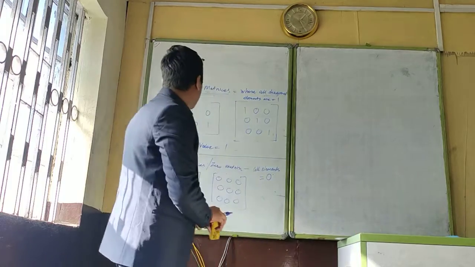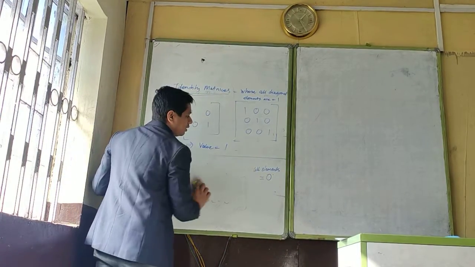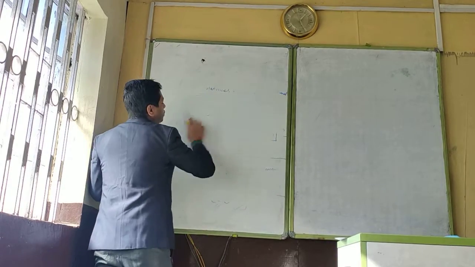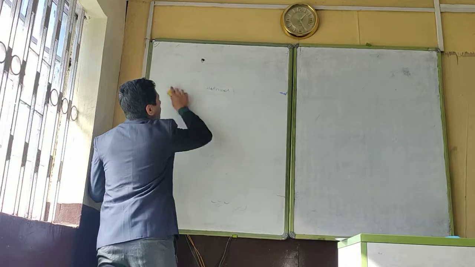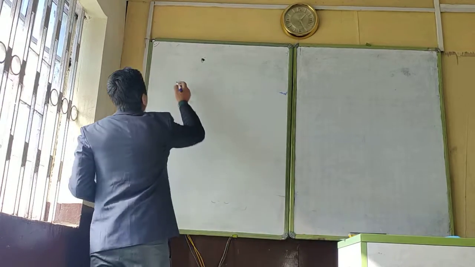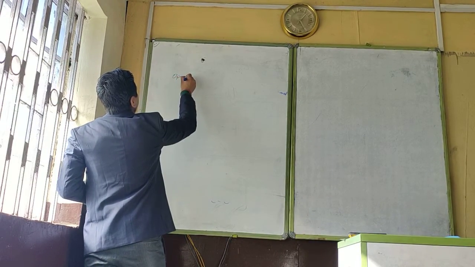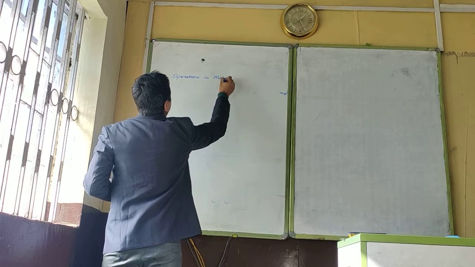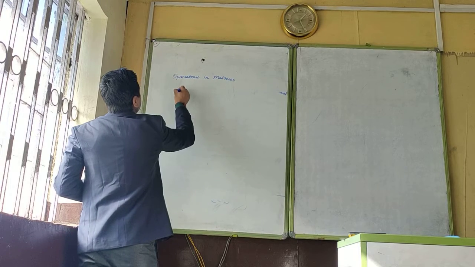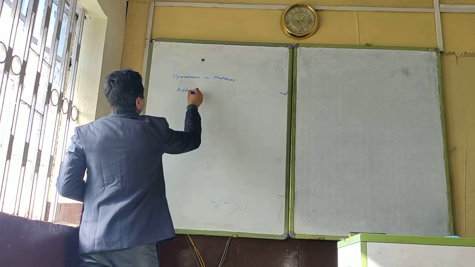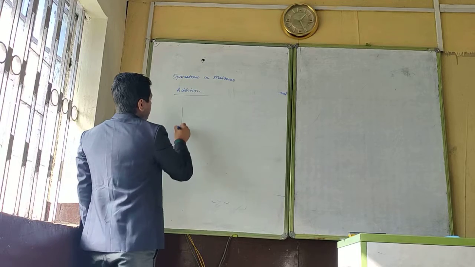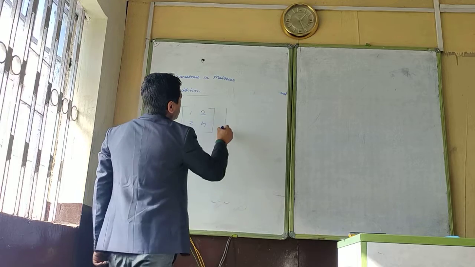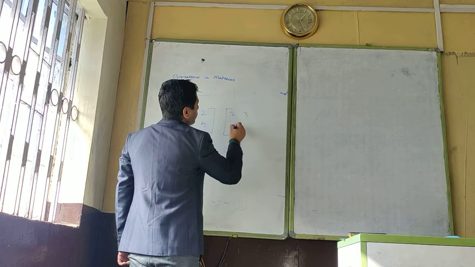So let's do one or two small sums on operations on matrices. Today we'll do addition and subtraction operations in matrices. Let's do addition. Let's take one example: 1, 2, 3, 4 and 2, 3, 4 and 5.